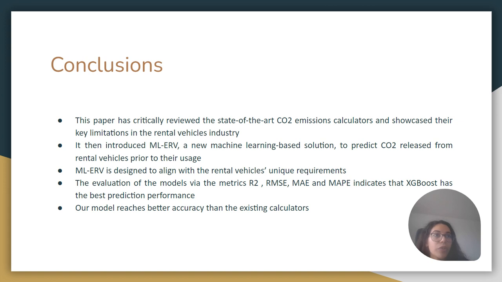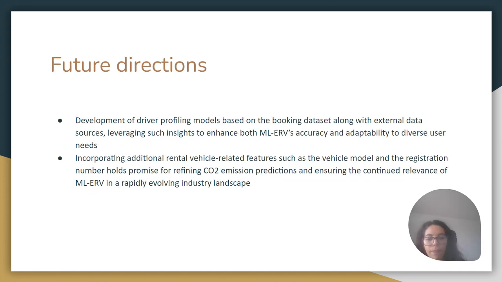You can go back to our paper to see all the details about the evaluation. We also compared the results obtained by our model to the results obtained by the state-of-the-art approaches, and we almost always got better results. You can find all the details in our paper. As future directions, we intend to include more factors, for instance, the registration number, the vehicle model, and as I said earlier, the driving style, which is very important in predicting CO2 emissions.